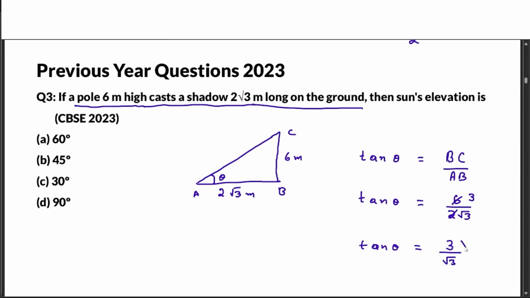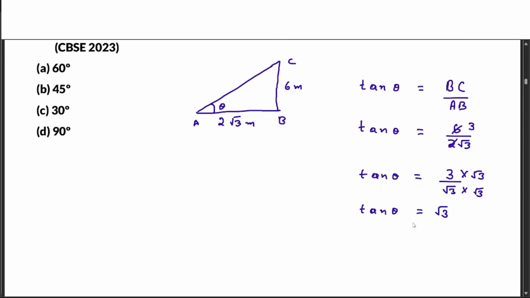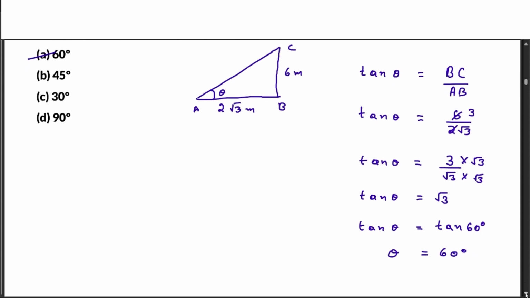So now you can do the rationalization, and you will get tan theta is equal to √3. When you get a tan value of √3, you remember tan is √3 at 60 degrees. So we can say tan theta is equal to tan 60 degree, so theta is equal to 60 degree. Which means option A is correct. Hope you understand this one.